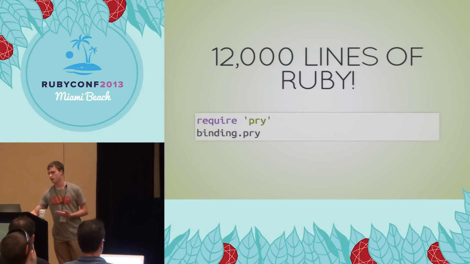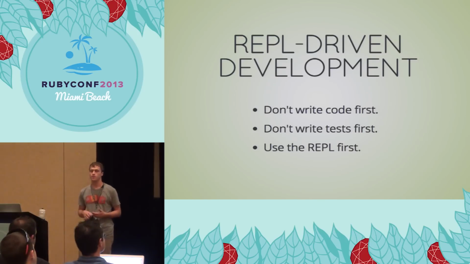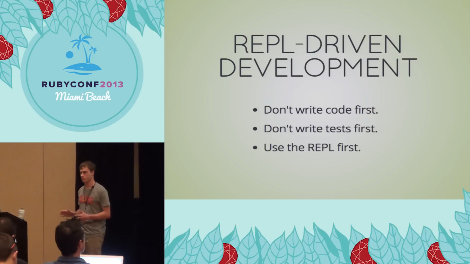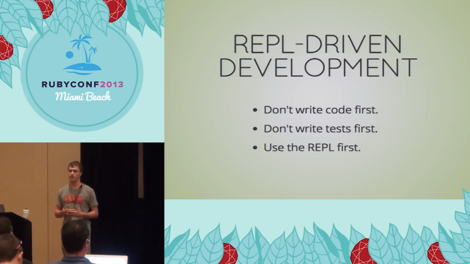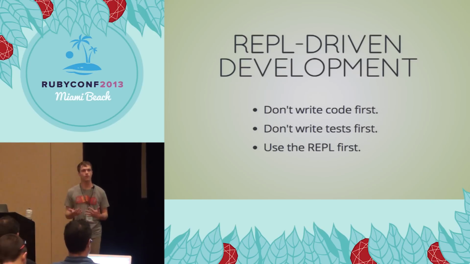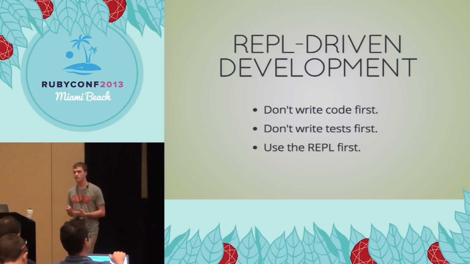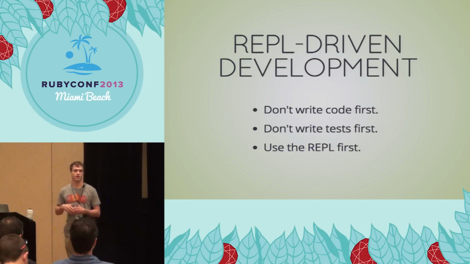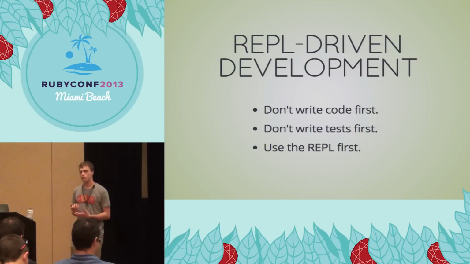And the answer, I think, is REPL-driven development. So the idea is kind of similar to test-driven development. Don't write code first. And with REPL-driven development, it's not even writing tests, so don't write tests first. Instead, work out the code you're going to write using a REPL, and then start documenting it and writing it down properly. And the reason for doing this is that if you're in a REPL and something goes wrong, it takes no time to fix it.